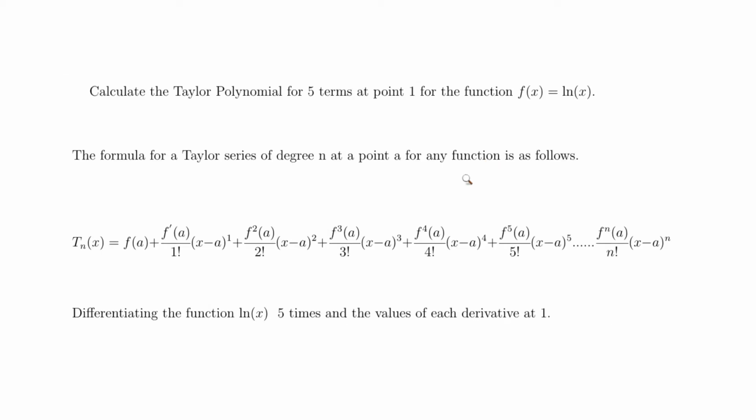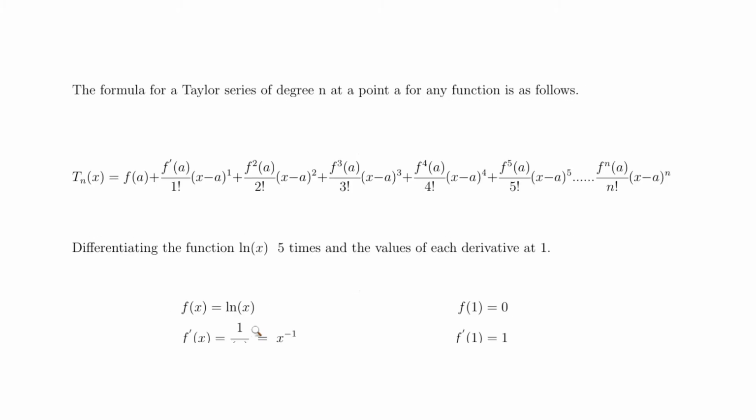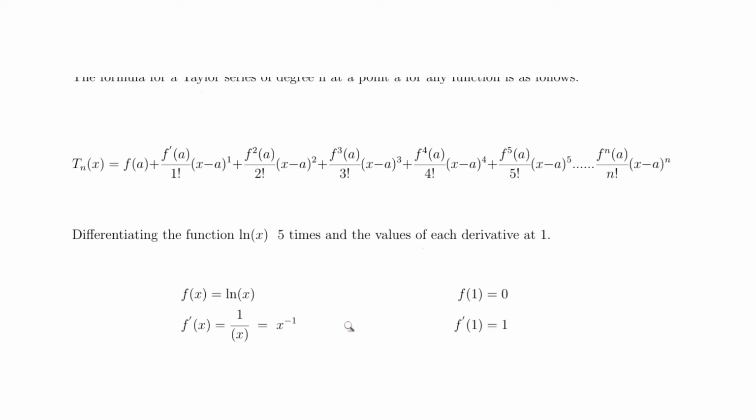Each time, we're going to calculate the value of each derivative at 1. So here we go. Let's have a look at what we've got here. The first bit is the function written down, which is natural log of x, and natural log of 1 is 0, because we're interested in calculating the Taylor polynomial at point 1. So natural log of 1 is 0.